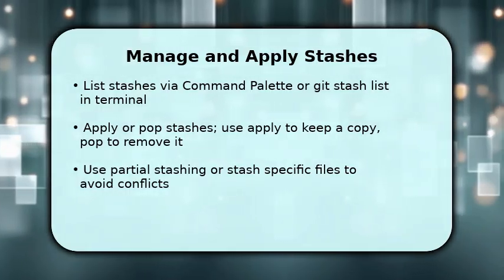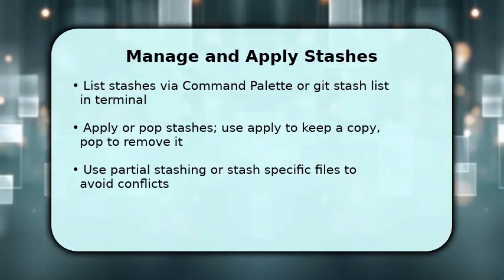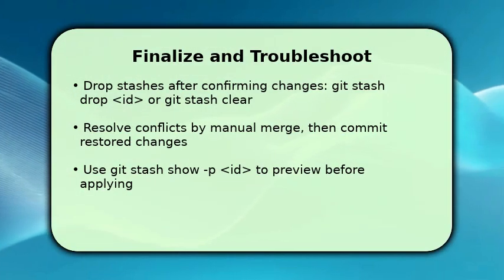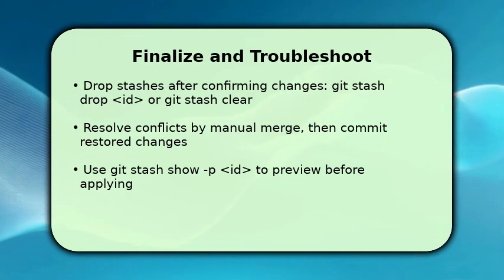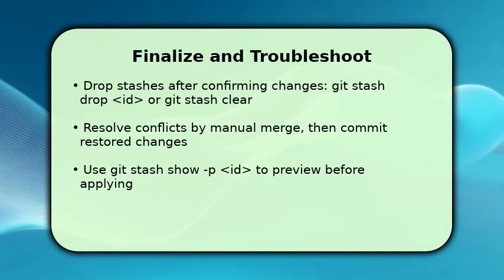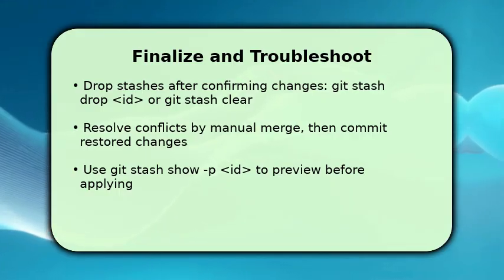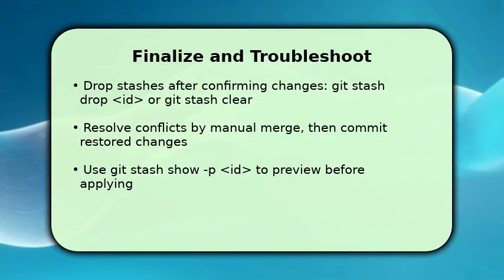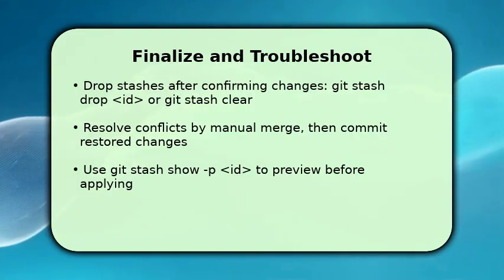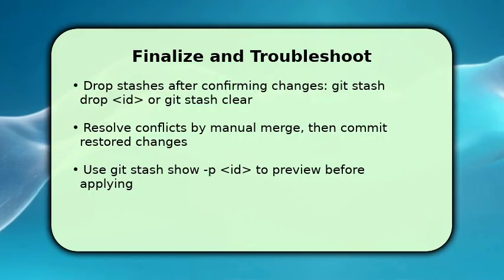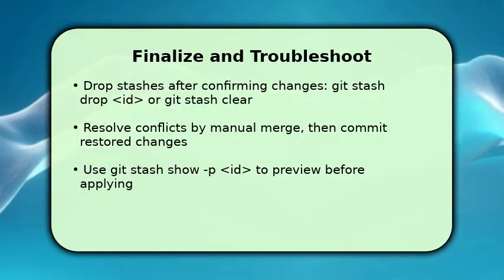Finish by validating restored changes in the editor and running tests before committing. Once satisfied, drop the stash to keep history clean. If you hit conflicts when applying, open conflicting files, resolve markers, stage, and commit. Stash application doesn't auto-commit. If apply fails, preview with git stash show to inspect hunks. Alternatively, create a branch and apply the stash there to isolate fixes. One key tip: if a stash seems missing, run git reflog to recover lost entries.